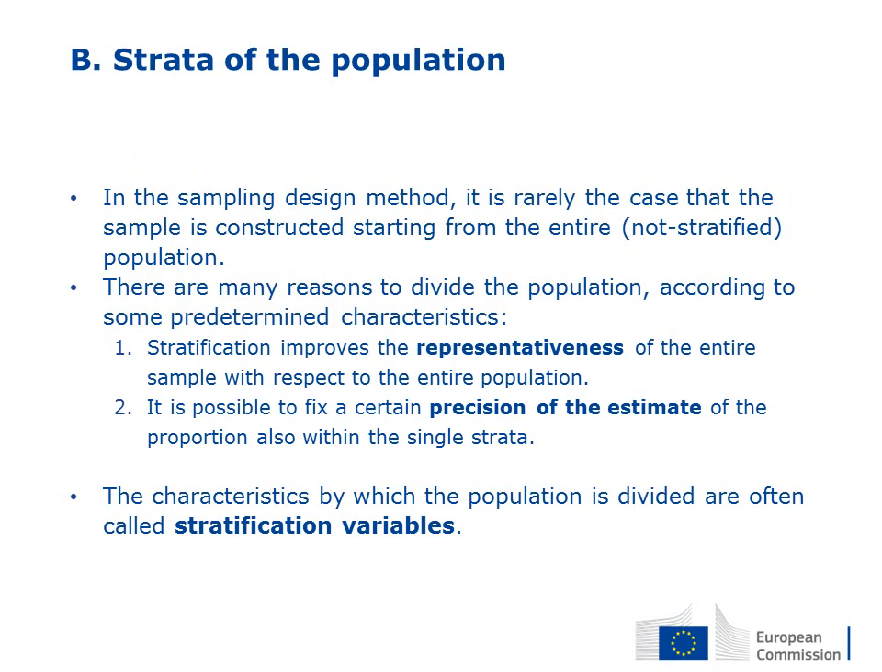In the sampling design method, the sample is constructed starting from the entire, not stratified, population. There are many reasons to divide the population, according to some predetermined characteristics, in a certain number of subpopulations, usually called strata, such that 1. Stratification improves the representativeness of the entire sample with respect to the entire population. 2. It is possible to fix a certain precision of the estimate of the proportion also within the single strata. The characteristics by which the population is divided are often called stratification variables.